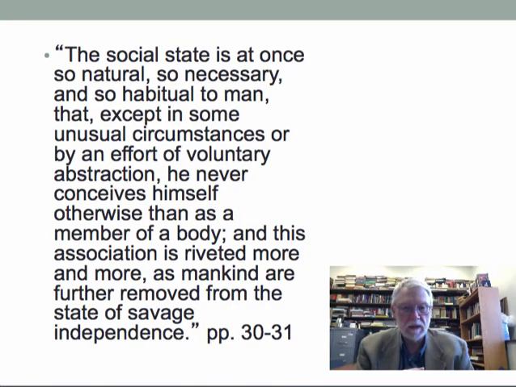He goes on to state it this way then, to finish that quotation: "the social state is at once so natural, so necessary, and so habitual to man." Now pause. It's naturally developed by us as the social animals we are. It's necessary for us to live in society as groups and not as radical individuals. And it's habitual to us because we're trained to act this way by our parents and others as we learn and grow up. So the social state is at once so natural, so necessary, and so habitual to man that, "except in some unusual circumstances or by an effort of voluntary abstraction," and abstraction means separation, so somebody voluntarily goes off to become a hermit, that's what he has in mind, "a person never conceives himself otherwise than as a member of a body."